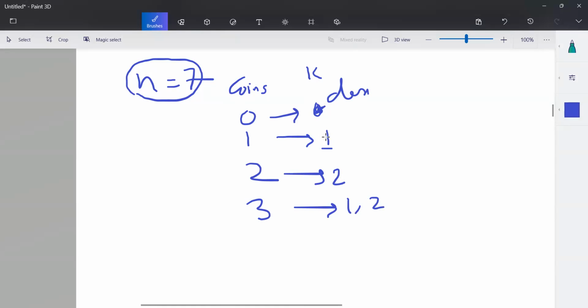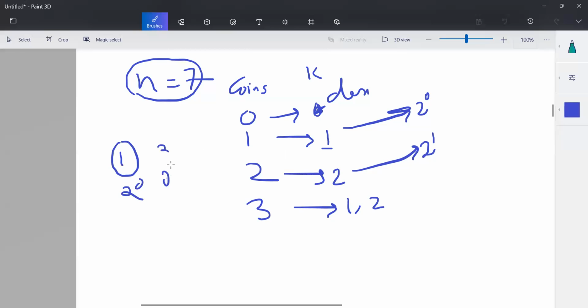Okay, when I'm writing 1, its cost is 2 to the power 0. This cost is 2 to the power 1. Since those values are 0 indexed, the first dessert will have 2 to the power 0 cost. The second dessert will have 2 to the power 1. So this cost is 2 to the power 0, 2 to the power 1. The sum of these will give you 3.